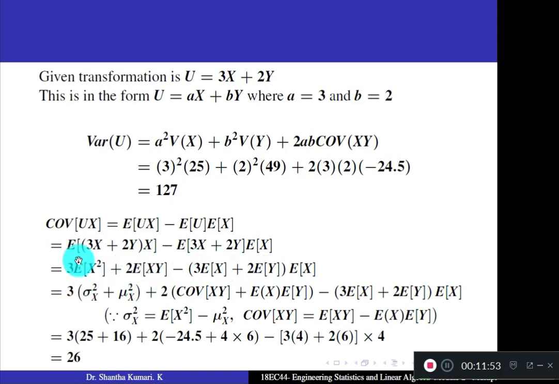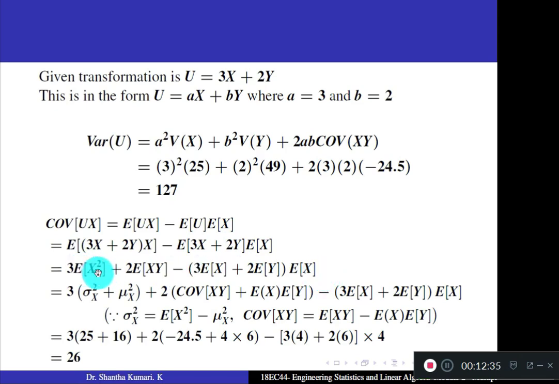You can expand this. This becomes 3x into x, 3x square. So when you find the expectation of 3x square, 3 can be taken out. Remaining is expectation of x square. And this product is 2y into x. But 2 is a constant, keep outside. Remaining is expectation of y into x, or x into y. Minus here expectation of 3x. It is 3 into expectation of x plus 2 into expectation of y. When you open the bracket, apply the linearity property, into outside term is expectation of x.